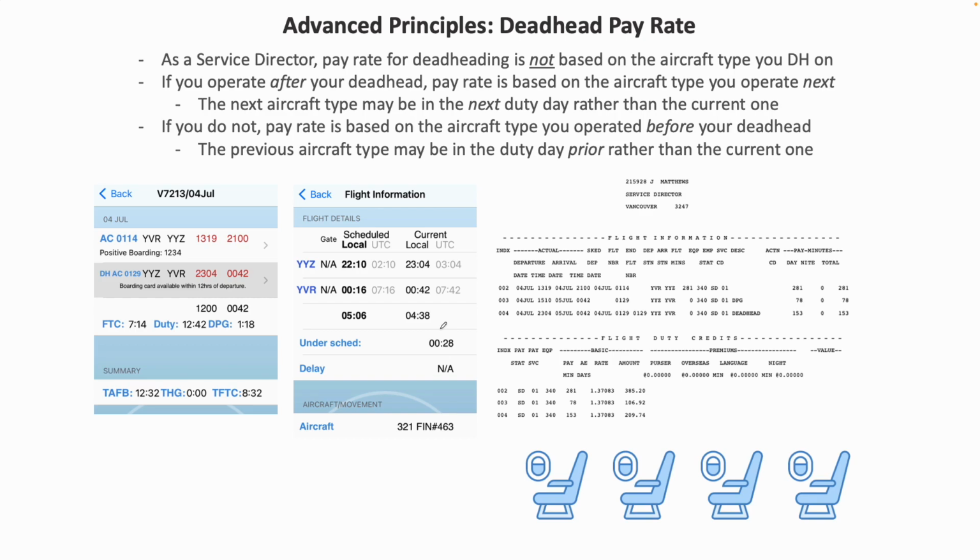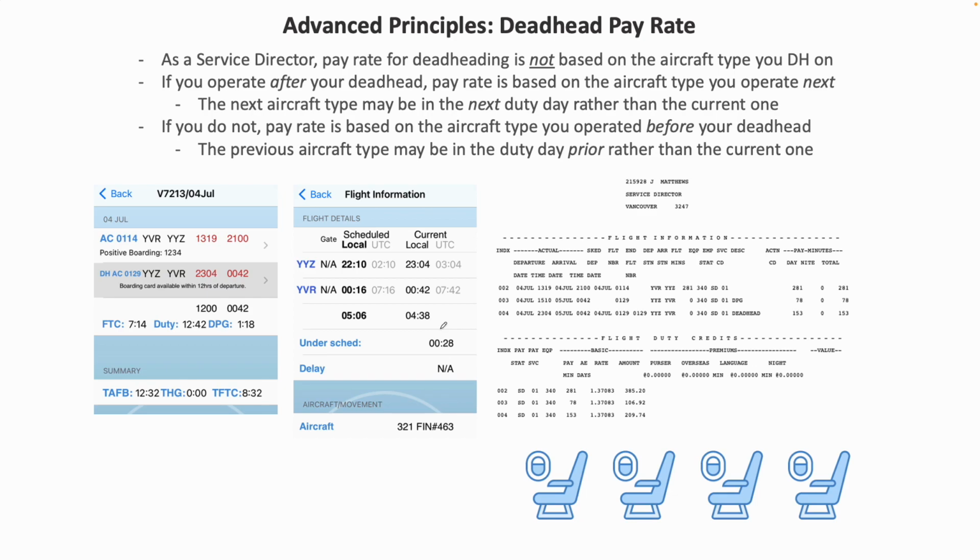And then finally, we're going to talk about an advanced principle that is quite often confused, and that's because there's no direct language for it in the collective agreement. It's based on the current practice at CrewPay that has been in effect for quite some time. And there's a slight counterintuitive set of logic to it until you get used to it. And then it becomes very straightforward when you're checking in the future.